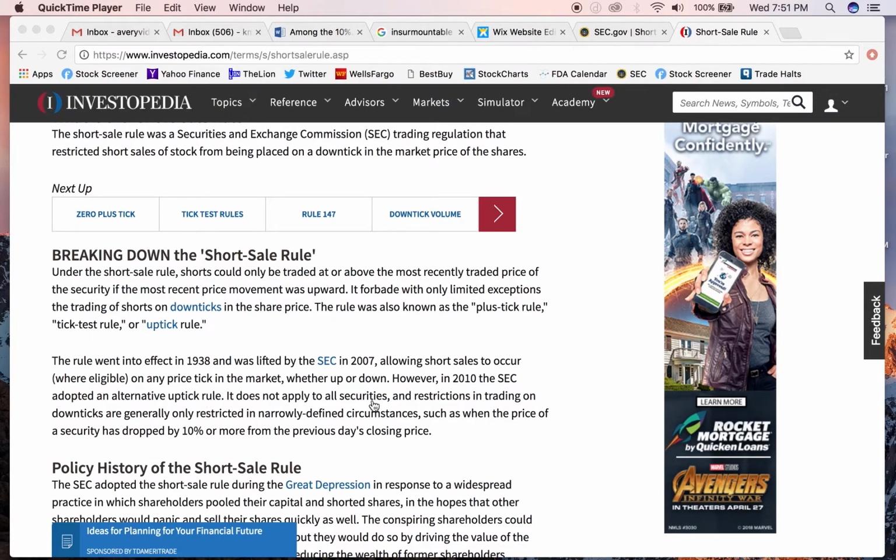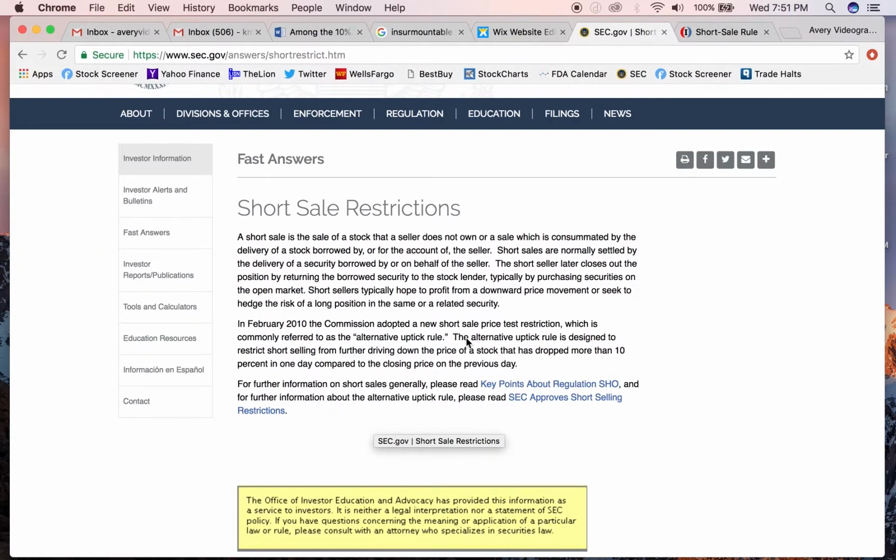Now, it does not apply to all securities, and restrictions in trading on downticks are generally only restricted in narrowly defined circumstances, such as when the price of a security has dropped by 10% or more from the previous day's closing price. And we'll see that on sec.gov as well. In February 2010, the Commission adopted a new short sale price test restriction, which is commonly referred to as the Alternative Uptick Rule. Now, this rule is designed to restrict short selling from further driving down the price of a stock that had dropped more than 10% in one day compared to the closing price of the previous day.